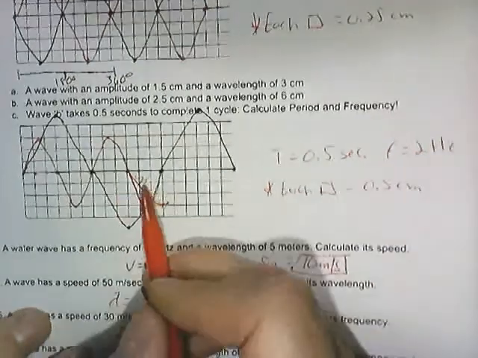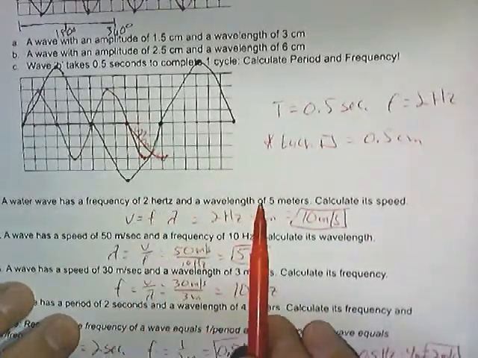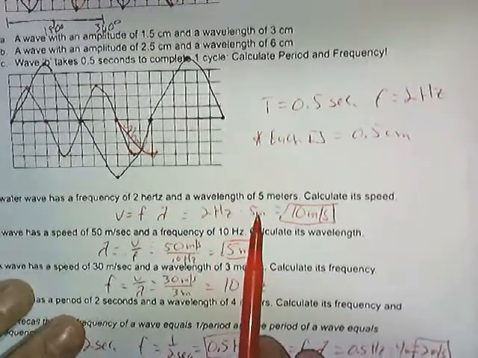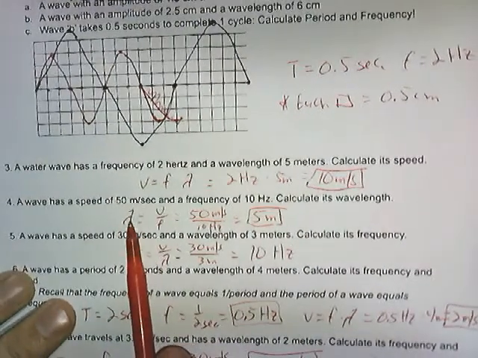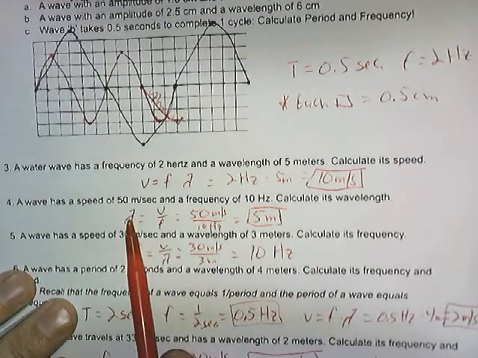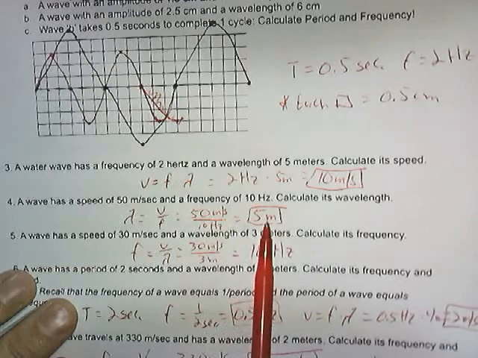So this is correct. A water wave has a frequency of 2 hertz and a wavelength of 5 meters. Calculate speed. Speed is frequency times wavelength. 2 hertz times 5 meters is 10 meters per second. Next one. Wavelength: speed 50 meters per second, frequency 10 hertz. Calculate wavelength. Well, lambda equals velocity divided by frequency. 50 meters per second divided by 10 hertz is 5 meters.